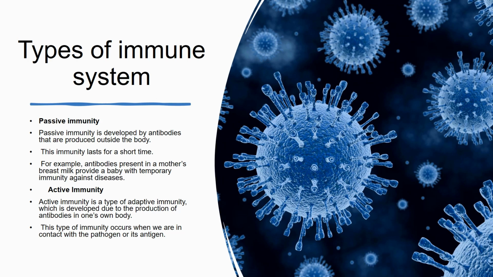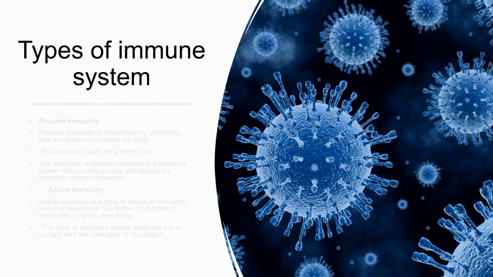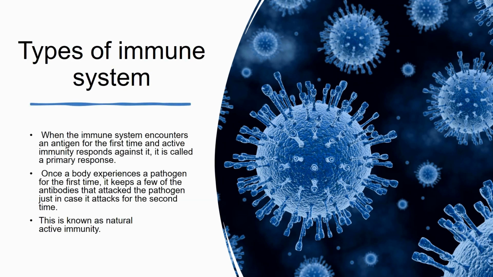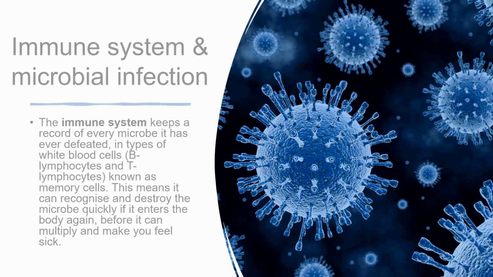Active immunity. Active immunity is a type of adaptive immunity, which is developed due to the production of antibodies in one's own body. This type of immunity occurs when we are in contact with the pathogen or its antigen. When the immune system encounters an antigen for the first time and active immunity responds against it, it is called a primary response. Once a body experiences a pathogen for the first time, it keeps a few of the antibodies that attack the pathogen just in case it attacks for the second time. This is known as natural active immunity.